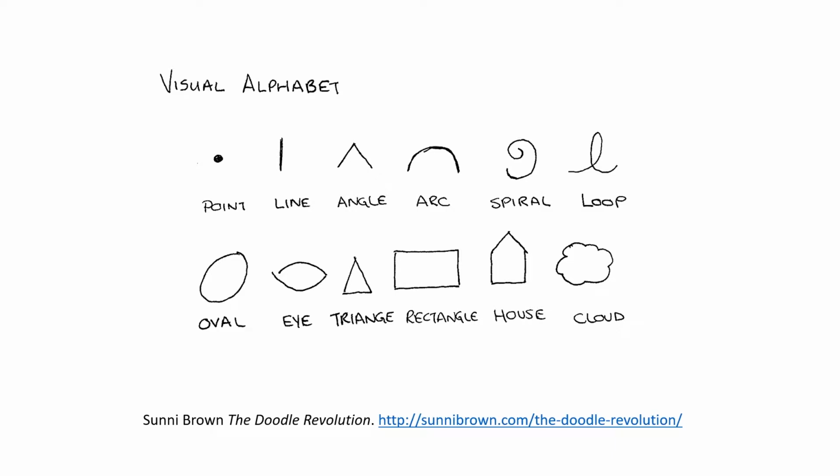Sunni Brown, the author of The Doodle Revolution, suggests that we start with a basic alphabet of shapes, just like we have an alphabet of letters we use for writing. So this alphabet of shapes includes 6 lines and then 6 shapes. And these are all pretty simple to draw. So you can take a few minutes now and sketch them out in different sizes and see how they can be mixed together.